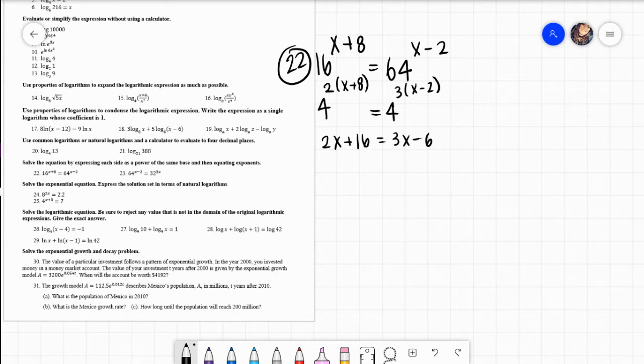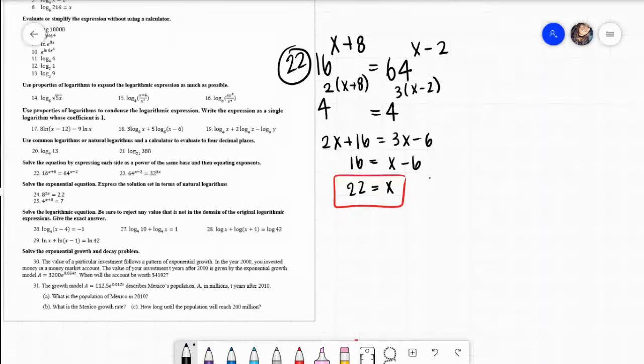Okay, so now what I'm looking at is 2x plus 16 equals 3x minus 6. I'm going to move my 2. And then what I'm going to do now is move my 6. Why is it writing like that? And what I get is that x equals 22. I think in the notes I did it kind of like with braces. I would accept either as an answer.